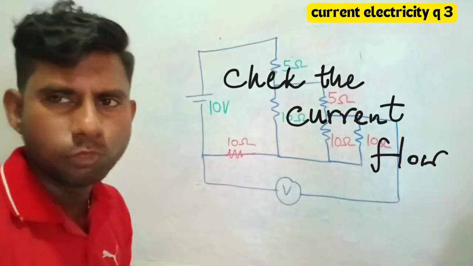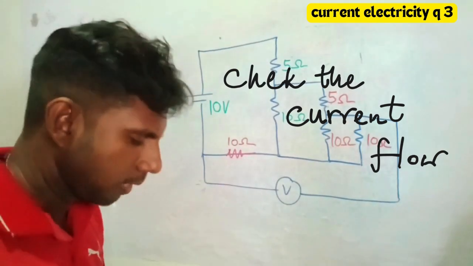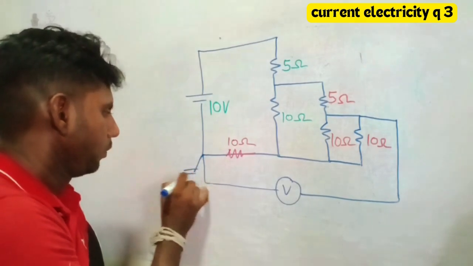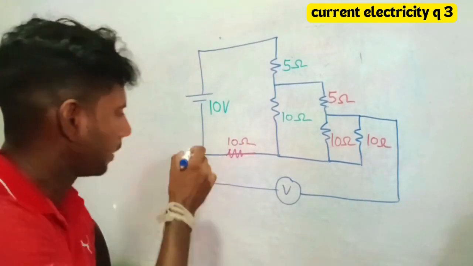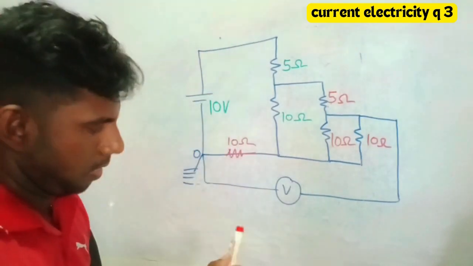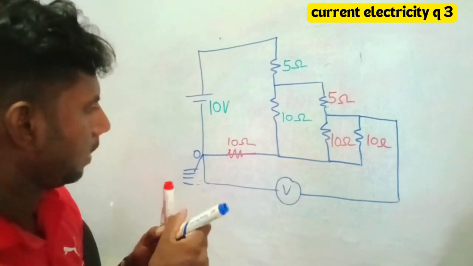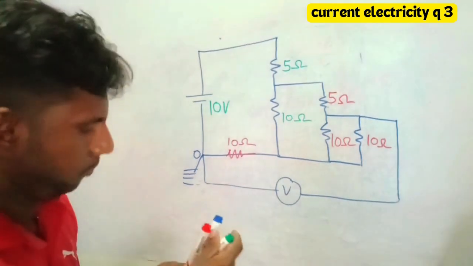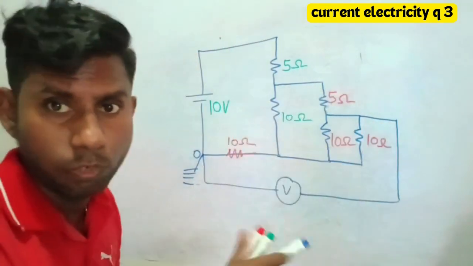To do this question, I'm doing two things. One thing I'm doing is that I'm going to ground here. So when I make it ground, its potential here is 0. Right? And then, let's draw the direction of current.